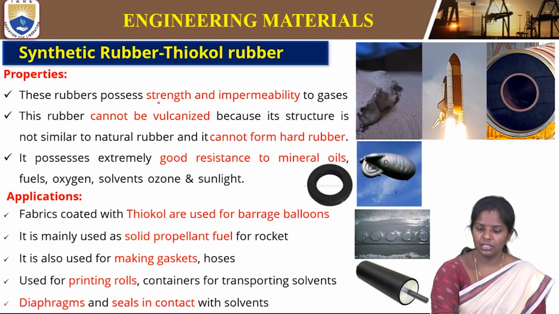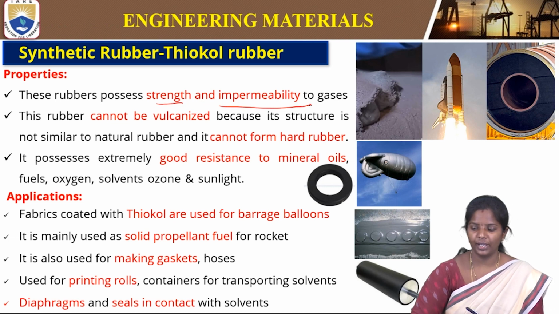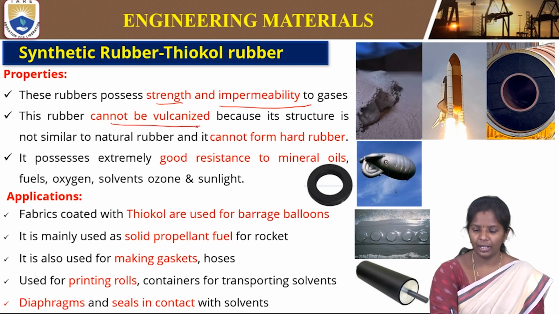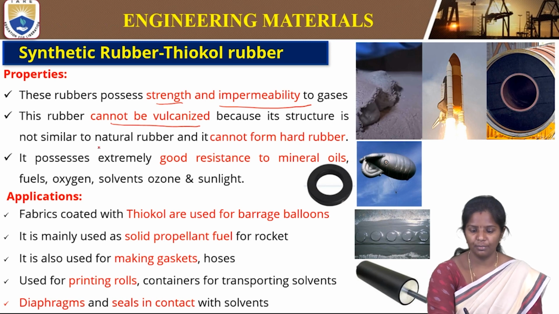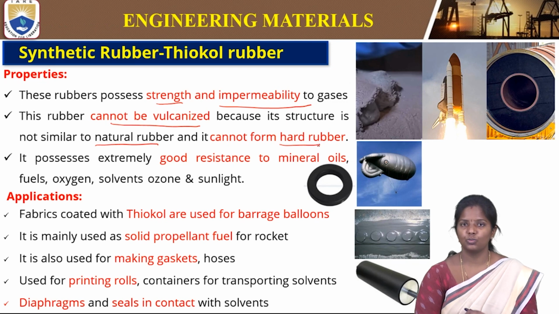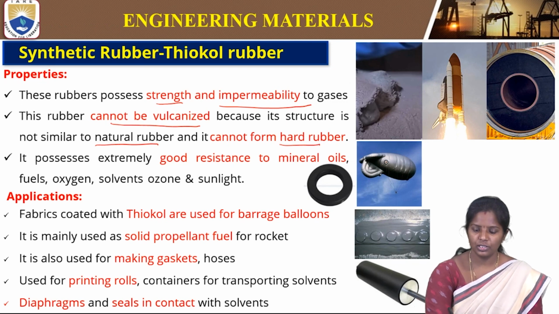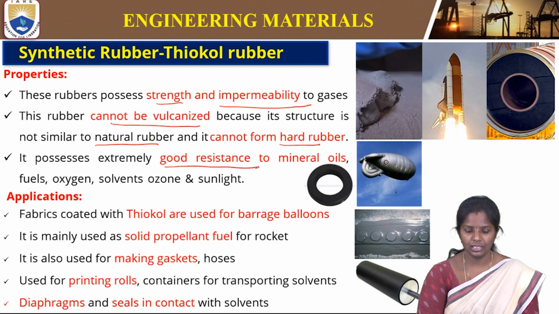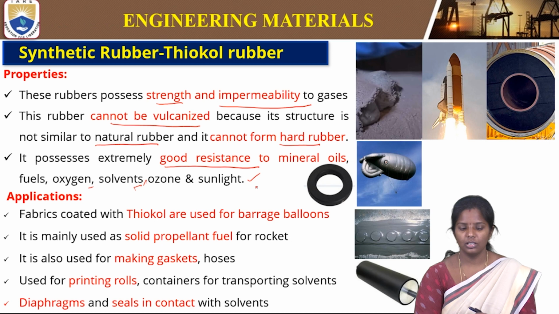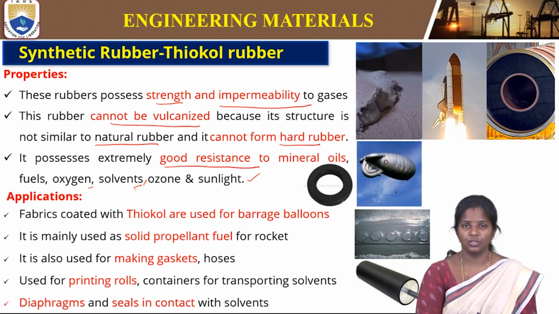These rubbers possess strength and impermeability to gas. They have good strength and do not permit any gases. This rubber cannot be vulcanized because its structure is not similar to natural rubber and cannot form hard rubber. It is smooth and flexible, and it also possesses good resistance to mineral oils, fuels, oxygen, solvents, ozone and sunlight. These are the better properties that it possesses. Depending on these properties, it is used in different applications.